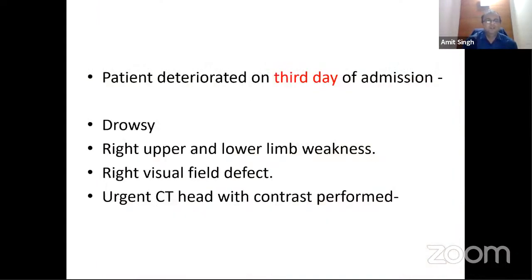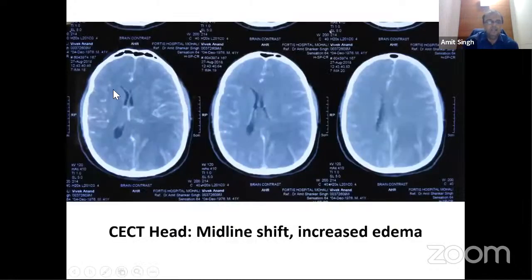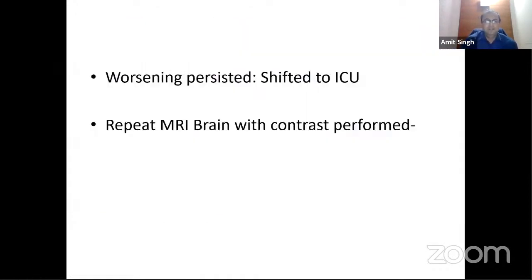On the third day of the admission, the patient was admitted in a ward. The patient was quite stable, but on the third day of admission, the patient became drowsy and also developed right upper and lower limb weakness along with a right visual field defect. So an urgent CT scan with contrast was performed in this case, and you can see the inflammation has increased, the edema has increased, and there was a midline shift also, because of which probably this patient became drowsy and weakness also developed. And the patient was immediately shifted to ICU, and a repeat MRI with contrast was also performed.